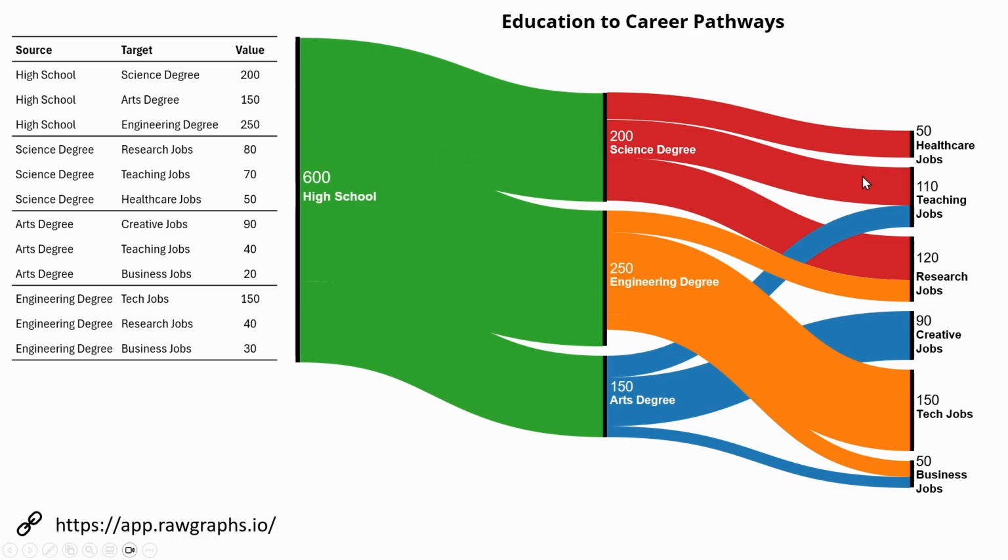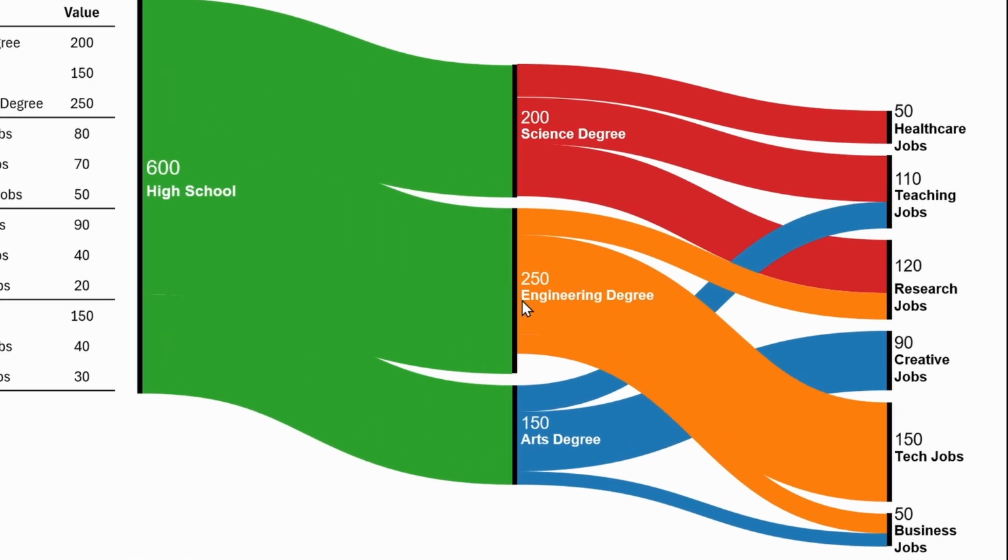Here we are looking at how students move from high school into different degrees and then into various careers. The flows show the number of students taking each path. The wider the band, the more students. So as you'll notice here, the band for 600 is a lot thicker than 200 or 250. You can see most engineering grads head into tech jobs, while science grads split between research, teaching, and healthcare jobs. Arts graduates branch into business, creative, and teaching jobs. It's a quick way to see the most popular routes and where students' paths overlap.